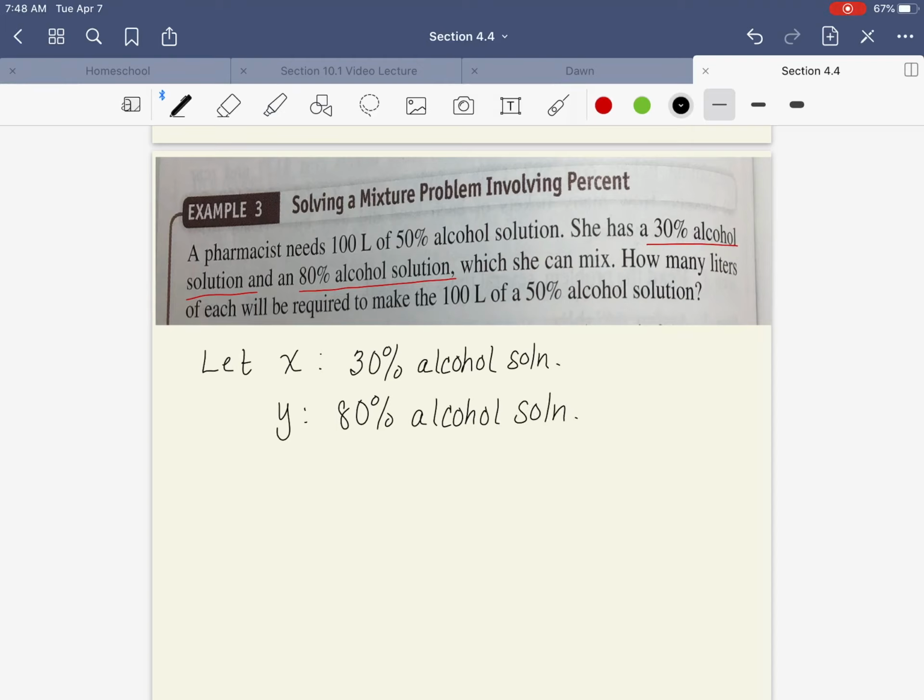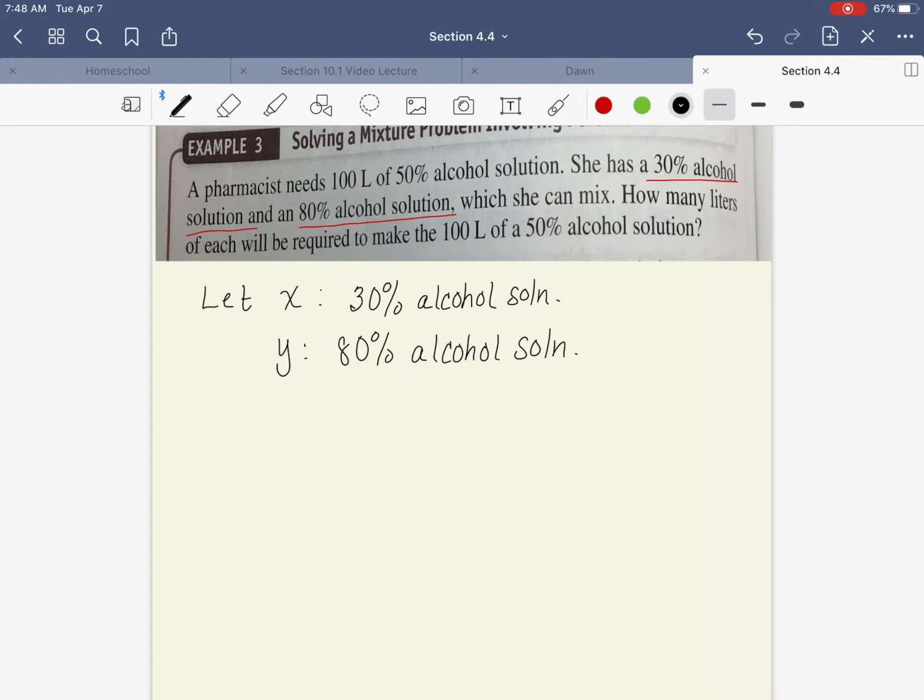All right, so together we need 100 liters. So the amount of the 30% plus the number of liters of the 80% is supposed to equal 100 liters. All right, so I call this the basic equation. This is a little similar to example 2. And then the other one will be the one where you put the units in.